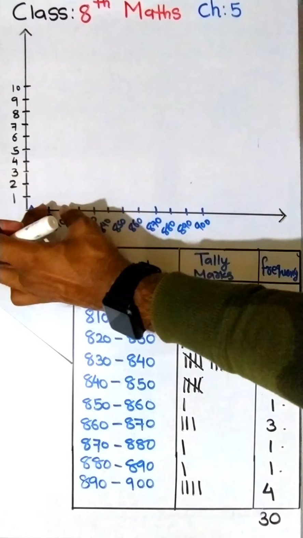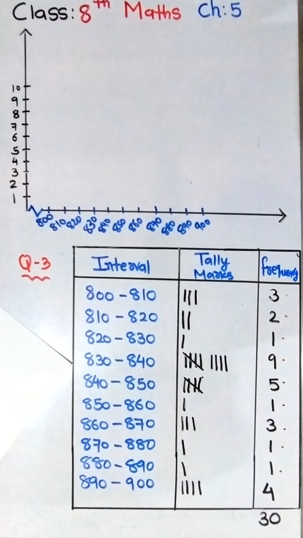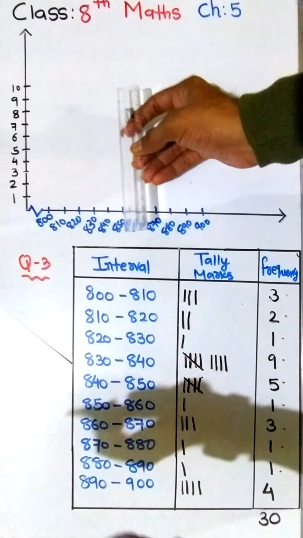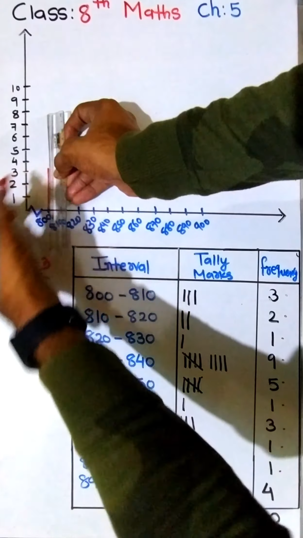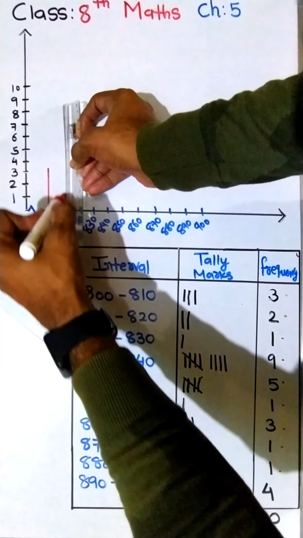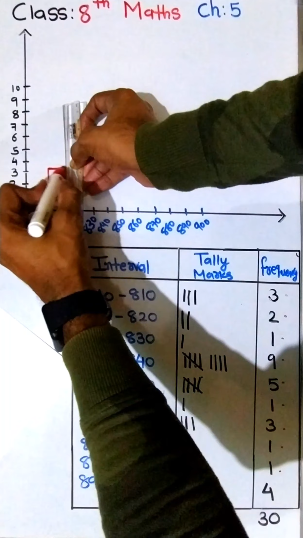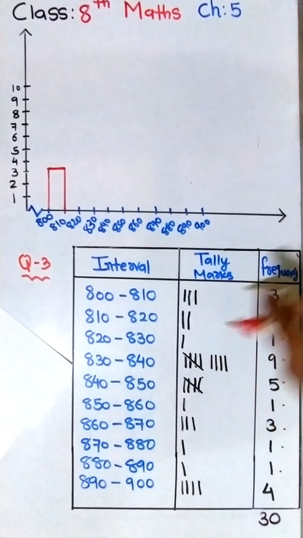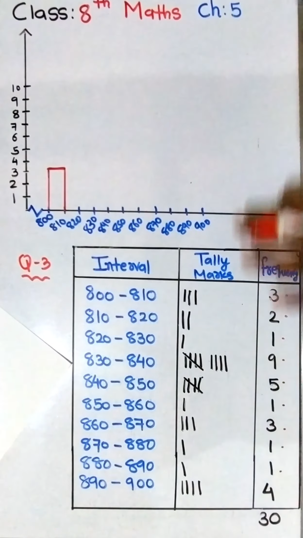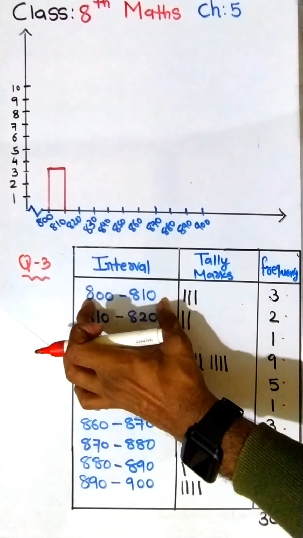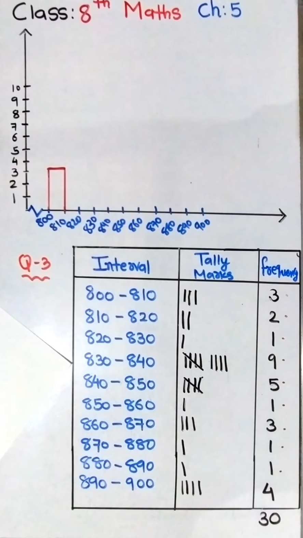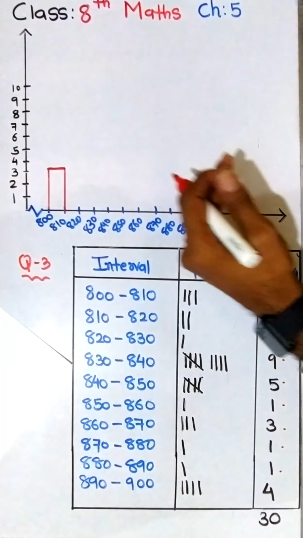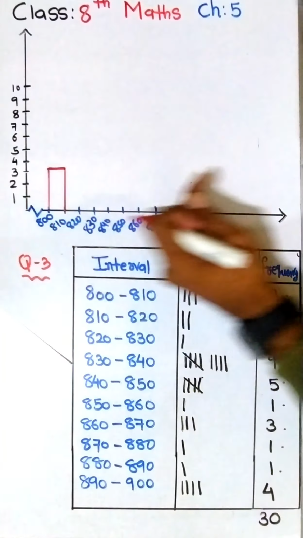So this column will go up to 3. So what I will do is to draw a column up to 3. So that will look like up to here. Okay. So this will be the frequency distribution for 800 to 810 in the form of a histogram. Clear? And note that all the columns will be touching each other because the frequency is continuous.